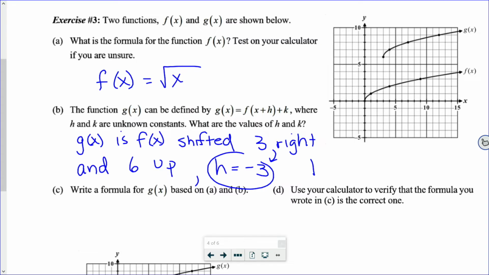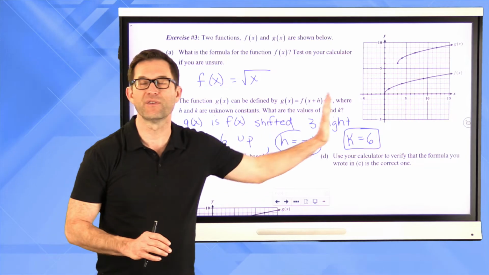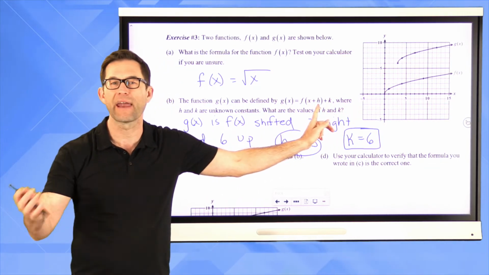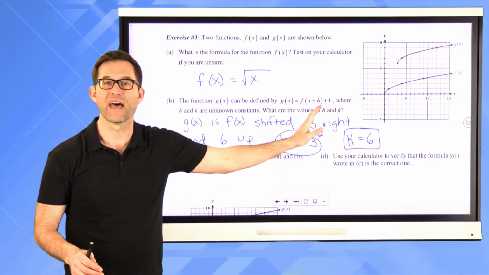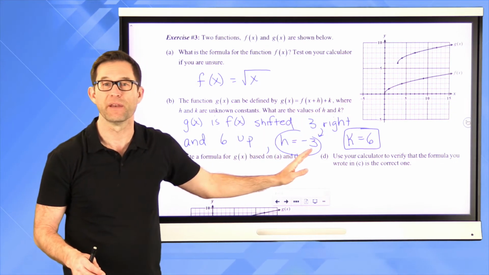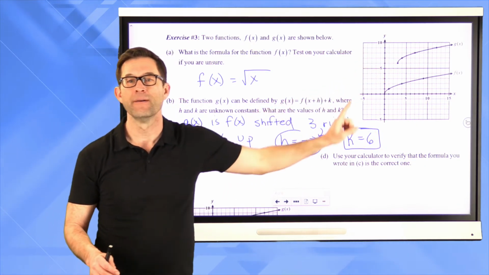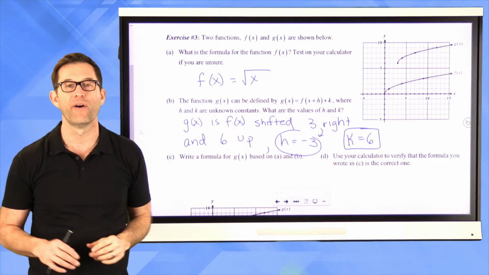But on the other hand, the fact that we shifted it up 6 units tells us that k must be equal to 6, right? Those have got to be the two. But the fact that we shifted right 3 means that we're subtracting 3 here or adding -3, whichever way. But in this problem, since they phrased it as f of x plus h, h has to be -3. And then the fact that we moved it up 6 units means that k has to be 6. We had to add 6 to the overall function.